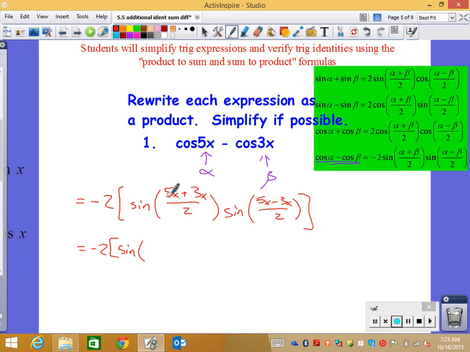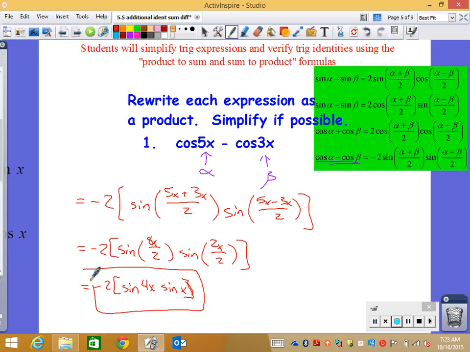Well, 5x plus 3x, that's 8x, so 8x divided by 2, sine 5x minus 3x, that's 2x divided by 2, and then I can simplify one step further. This would be the sine of 4x times the sine of 1x. We'll use a hard bracket just to stay consistent.